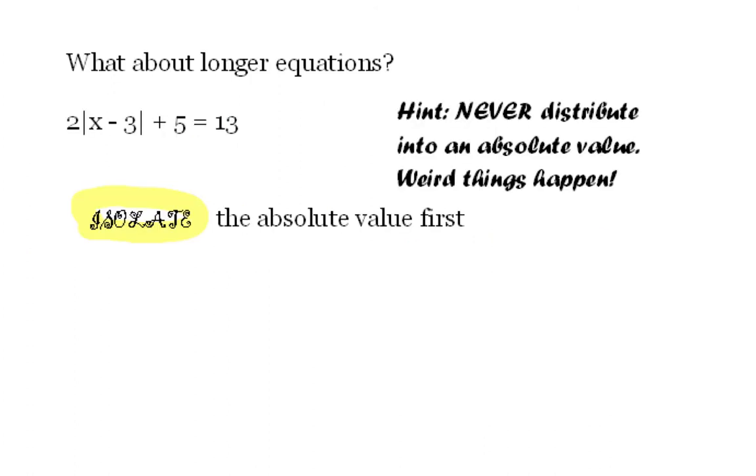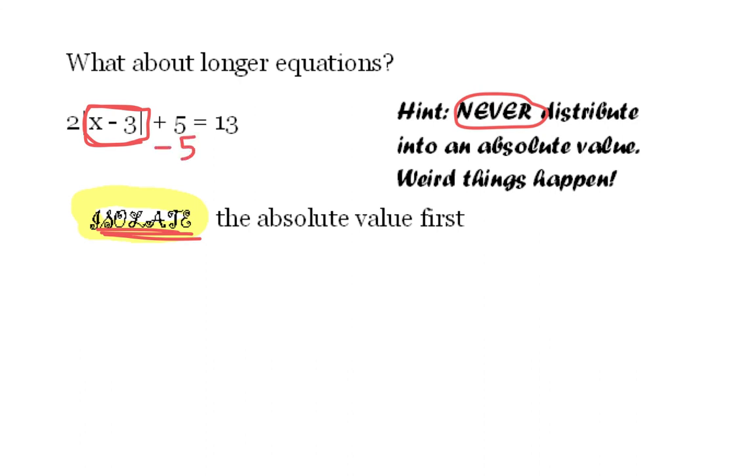And we'll take one more look here. What about if we have a longer equation? So I've got 2 times the absolute value of x minus 3 plus 5 equals 13. Tempted to distribute that 2 into the absolute value sign. Don't ever do that. Never distribute into an absolute value symbol. Weird things can happen. Just very strange things, especially if we distribute a negative sign. So don't do that. What we want to do is isolate the absolute value first.